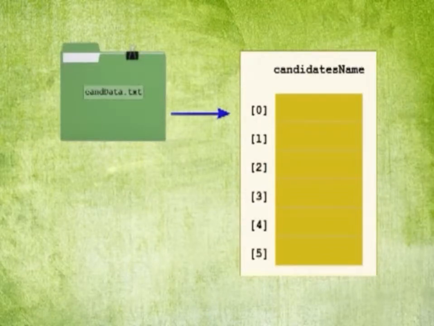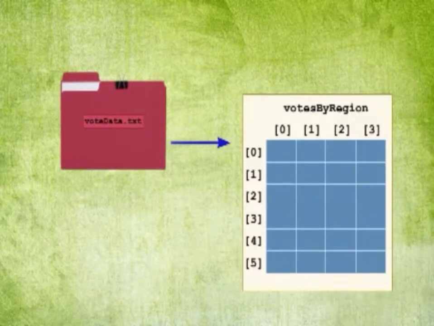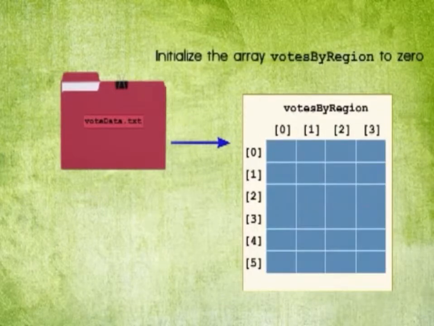First, we will read the candidates' names from the input file, canddata.txt, into the array candidate's name. Once the candidates' names are stored in the array, we must sort it. Next, we must process the voting data. Every entry in the file votedata.txt contains a candidate name, region number, and votes received by the candidate. To process each entry, we must find the appropriate entry in the array votes by region and add the votes received by the candidate. It follows that the array votes by region must be initialized to 0.